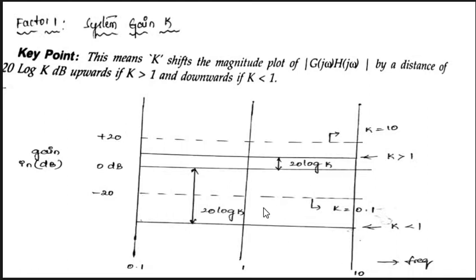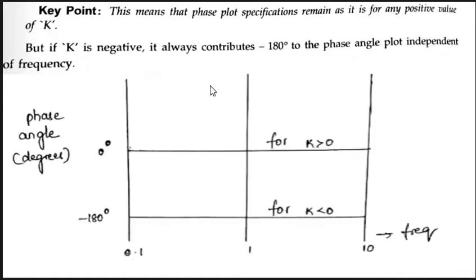So that is the magnitude plot. Now the phase plot. This is the phase plot for the given function G(s)H(s) equal to k. The phase plot remains as it is for any positive value of k. But if k is negative, it always contributes minus 180 degrees to the phase angle plot, independent of frequency. So if k is greater than 0, that means positive, it contributes 0 degrees. If k is 1, we can draw the phase line at 0 degrees.